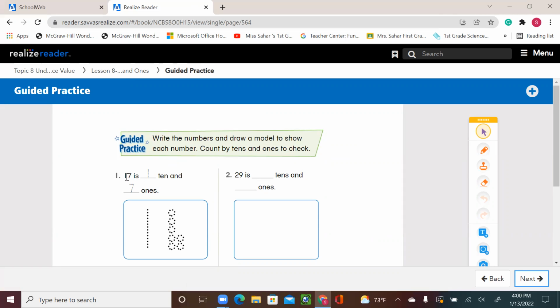17 is 1 ten and 7 ones. And here is one line, which is like a 10. And then these are the counters or the dots that make 7. So 10, 11, 12, 13, 14, 15, 16, 17. So this is 17.